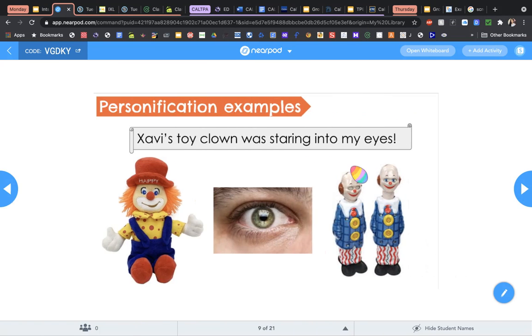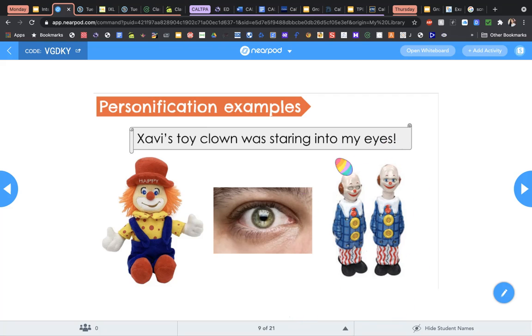So let's look at the next slide here. So here's another example of personification. It says, Chavi's toy clown was staring into my eyes. Well, what is an example of the action verb here? Can you pause the video and find the action verb? What is a word that a human could do? Good, staring. Staring is the action verb in this sentence. Chavi's toy clown was staring into my eyes.